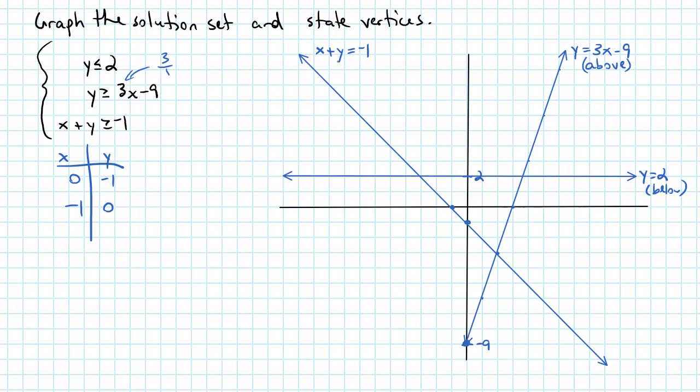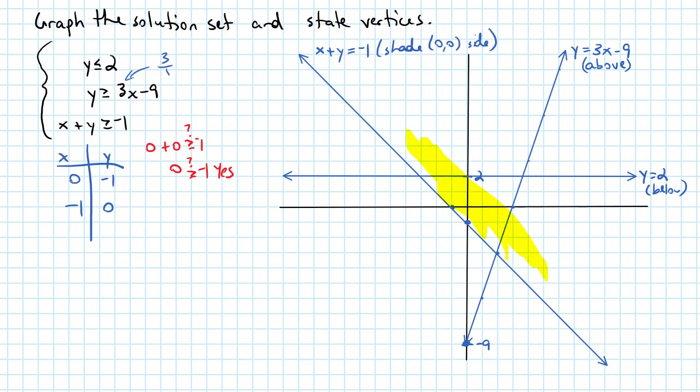equals negative 1. And we need to use a test point here. We'll use the origin 0, 0. We want to know is 0 plus 0 greater than or equal to negative 1? So in other words, is 0 greater than or equal to negative 1? The answer is yes. So for this guy, we need to shade the 0, 0 side. Okay? So that means for this guy, here's 0, 0, so we need to shade this side of that line.